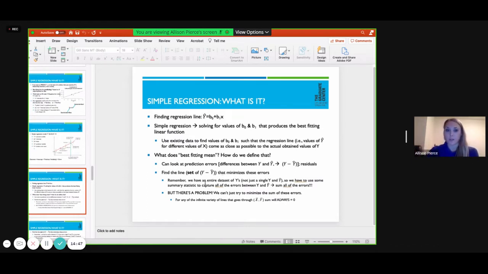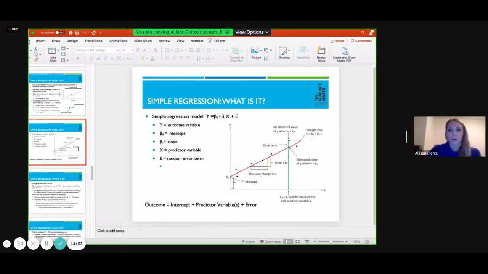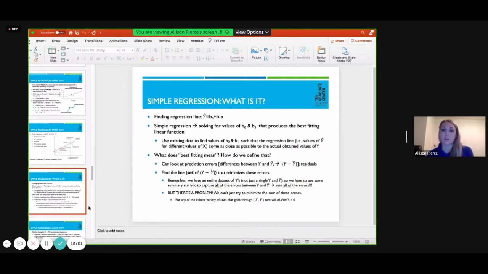So how can we figure out which line is going to give us the smallest amount of residuals? But you have to remember, we have a whole data set of y's. We don't just have one y, right? So we're not just looking at this data point and minimizing this error. We want to minimize overall across all of our data points. And so we have to use some kind of summary statistic to capture all of the errors at once, because we can't just be looking at 18 different errors at the same time. So we need some type of summary.